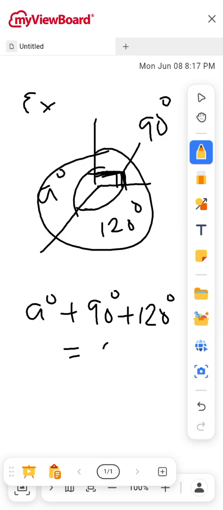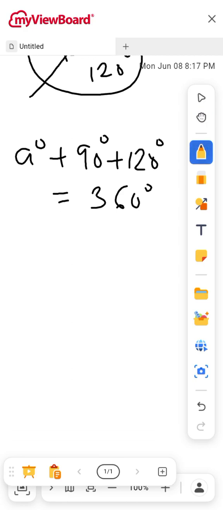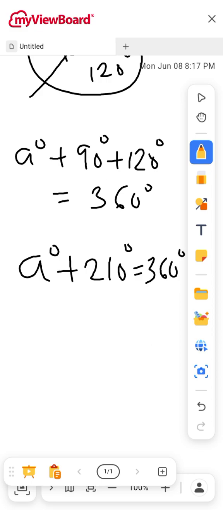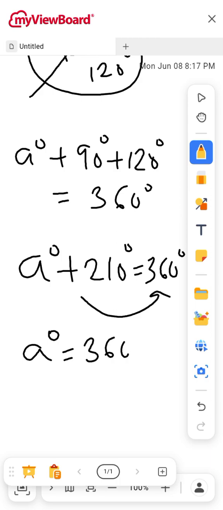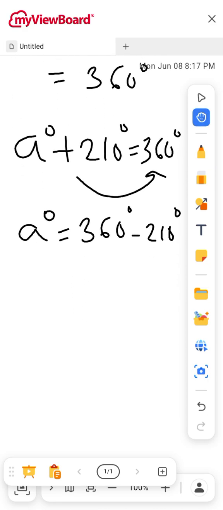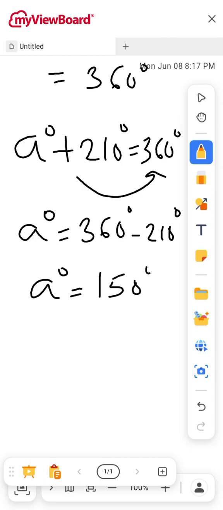Everything will amount to what? 360 degrees because it is sum of angles at a point. Okay? So when I add that together, A plus 90 plus 120, that's 210. 210 degrees equals 360. This has also turned to a straight line equation. Collect like terms, those things that look alike, number to number. So A degrees equals 360 degrees minus 210 degrees. And the value of A there is going to give us 150 degrees. I hope that is clear. So it's just a simple thing.